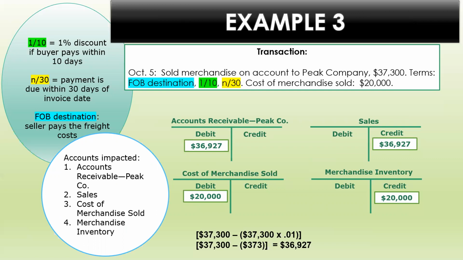So here we need to do the math. We're going to take into account that 1% discount. So there's a 1% discount if the buyer pays within 10 days. We're going to do that math. You can see that there at the bottom. We have $37,300 and we subtract the discount. The final amount there is $36,927. Let's see what this looks like journalized.